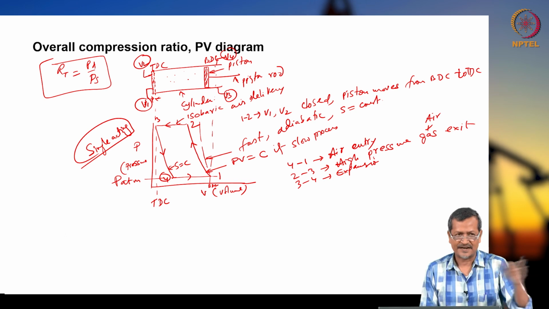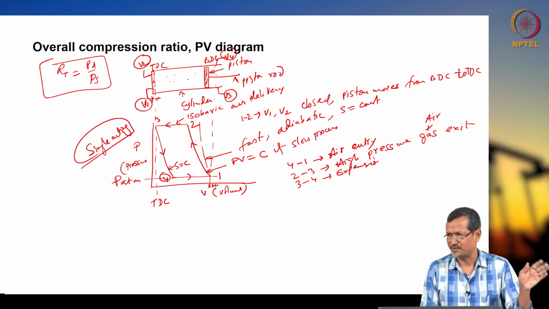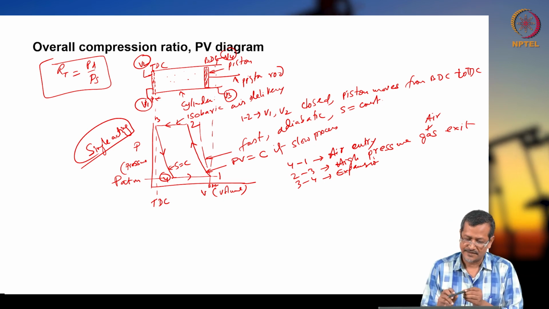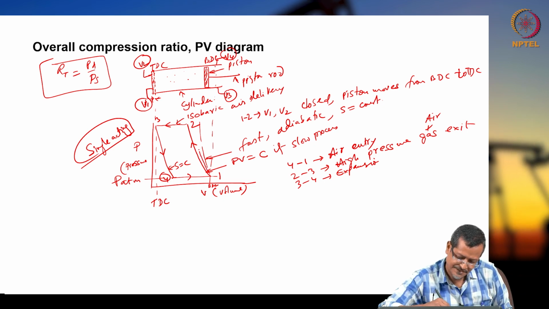Hot cylinder, lower atmospheric temperature, so some heat will be dissipated. So it is not adiabatic, and not isothermal. It will be in between. It is called a polytropic process. Okay, so polytropic process means my system will be like this.